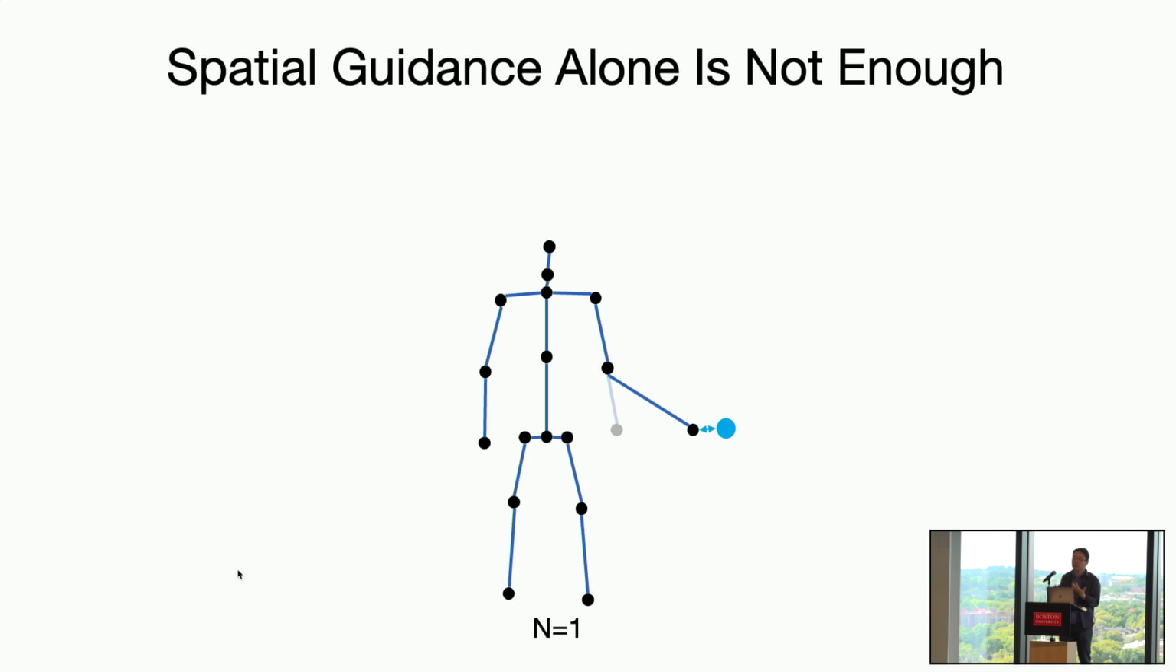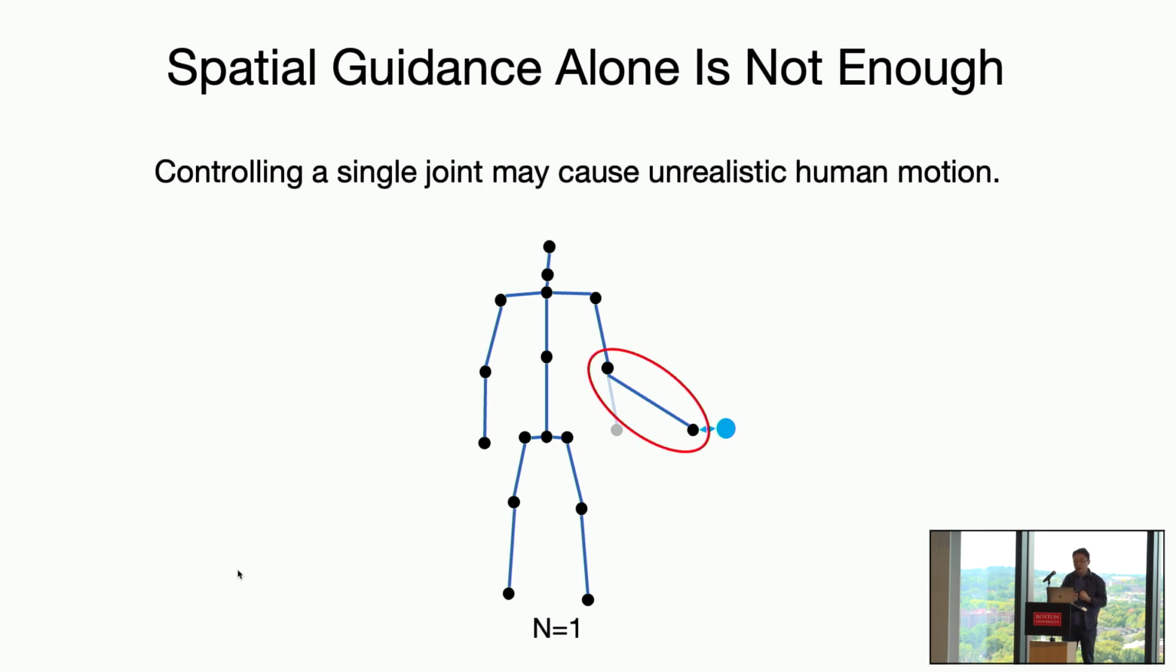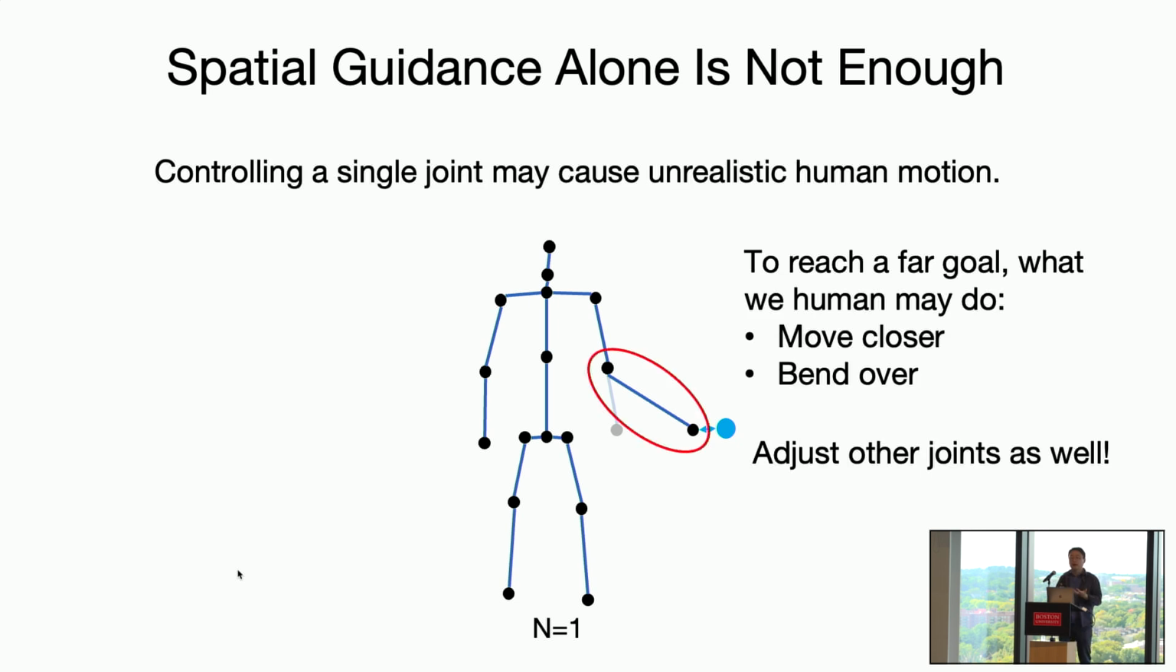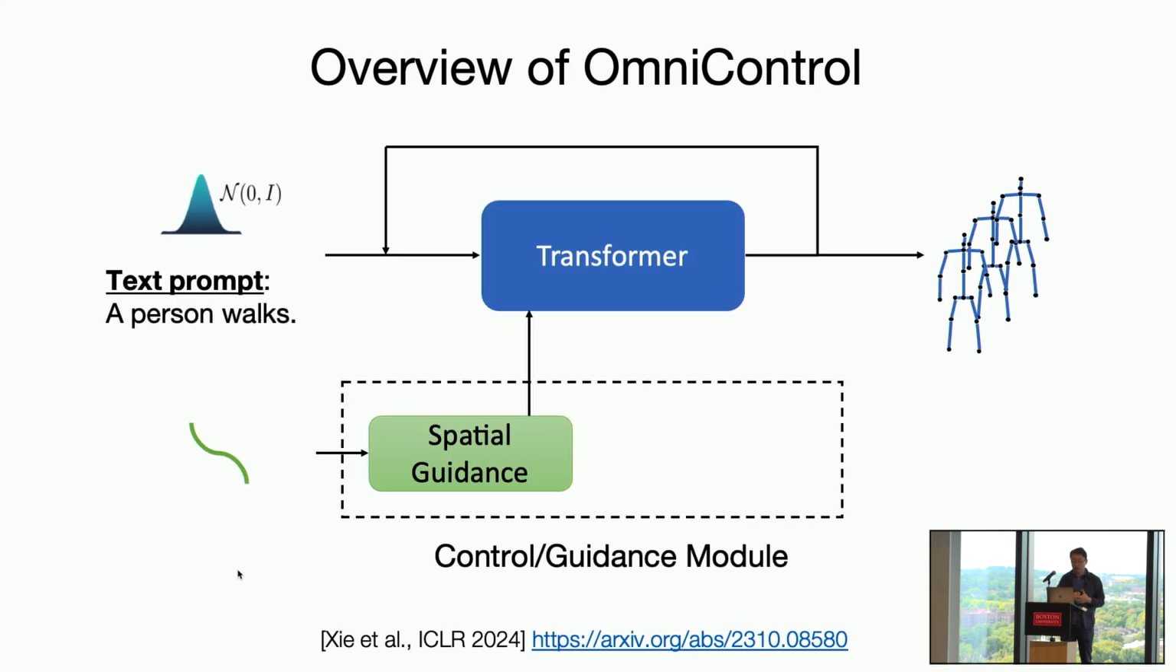But what would we humans do? We probably would bend over or move closer to it. That means even if we just want to control a single joint, for example, the position of my hand to reach that bottle, we implicitly control other joints, our human body, together. So that's what we do. But the problem is, how can we define the control signals for the rest of the joints? Because from the input perspective, we have no such information. So how can we do that?